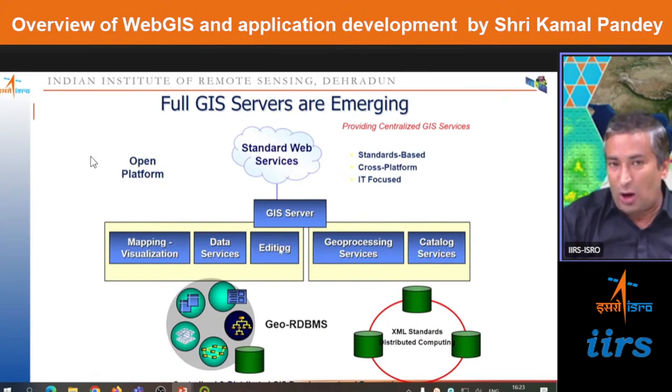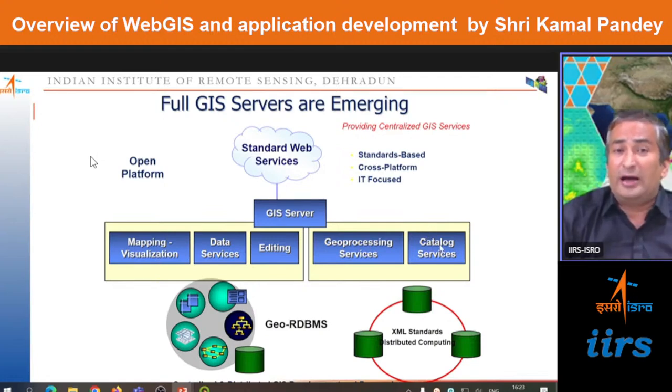Editing, you can allow the user to edit on the web, you can do geoprocessing, even this is also possible, and that multi-criteria analysis I told you about, so all those can be performed. Cataloging also, catalog service, what kind of data I am storing at my end. So all these are possible inside a WebGIS environment.